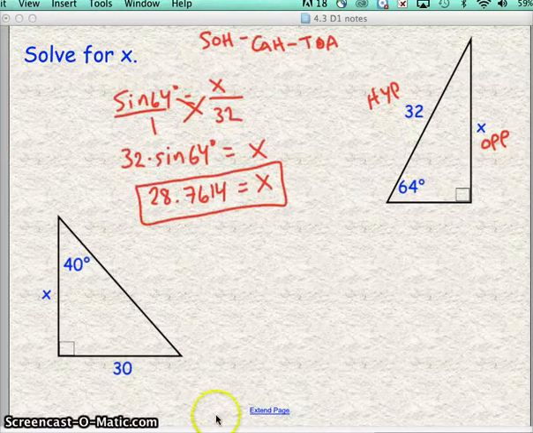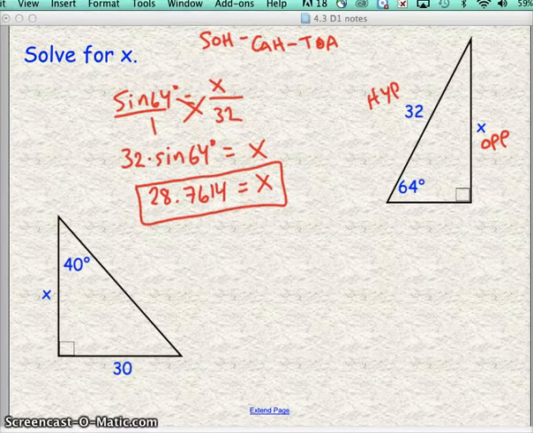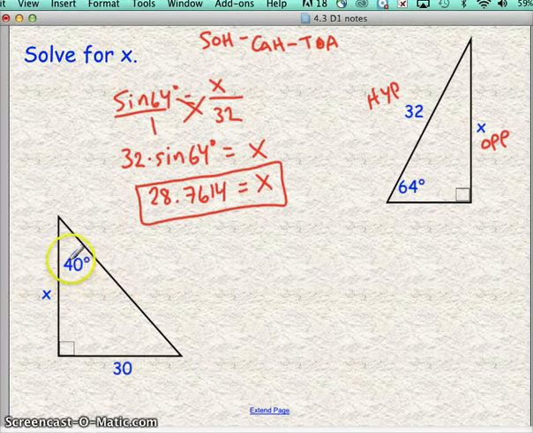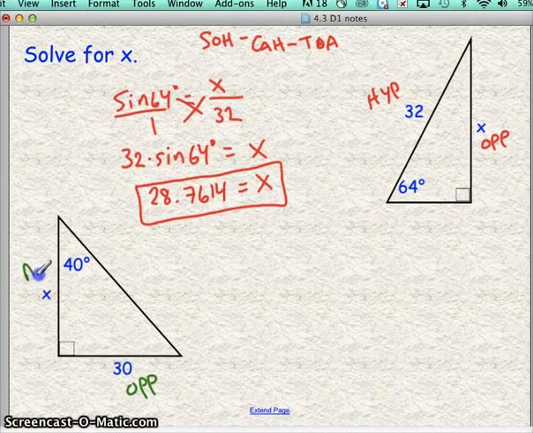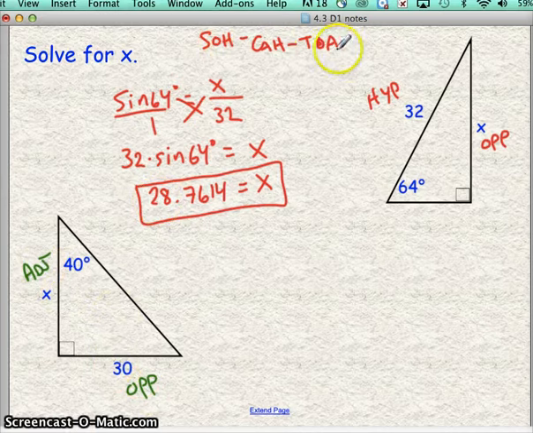All right. Next problem, we have a 40-degree angle. The side across from it is 30, that's the opposite side. The side next to it is the adjacent side. So now which formula should we use now? Which formula deals with opposite and adjacent? So look up here. Tangent deals with opposite and adjacent.